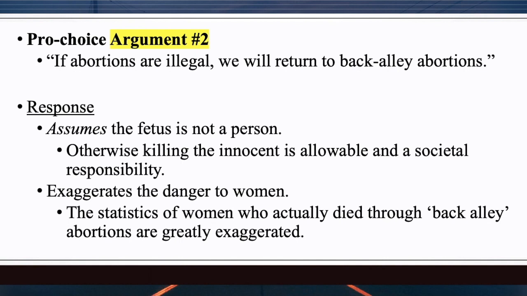Then you can have all kinds of reasons to kill innocents, and even to the point of being a societal responsibility. But also, this is exaggerating the danger to women. So a pro-choice argument is like, if it becomes illegal, then all these women are going to be going to back alley abortions and abortion clinics and all of that. And really, it's an exaggeration. The statistics of women who actually died through back alley abortions was greatly exaggerated and sensationalized to kind of prove their point that back alley abortions are deadly to all the women going there, when statistically very few died in back alley abortions.